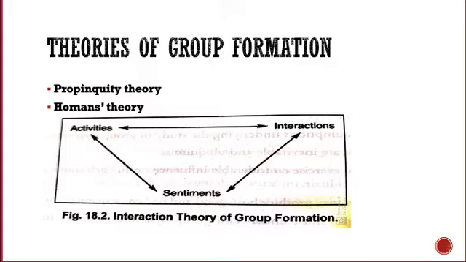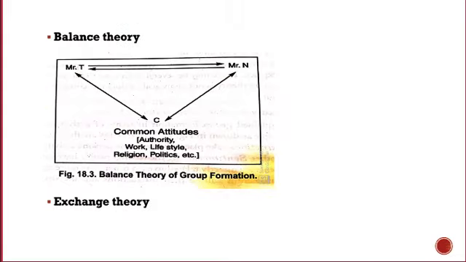Third theory was balance theory. When there are common attitudes, if you have common interests or common opinions regarding certain elements like work, lifestyle, or religion or anything, then the chances of forming a group are higher. Maybe you are interested in a common game, or you have a common viewpoint regarding political parties or religion. So when there is something in common, the chances of forming a group are higher.